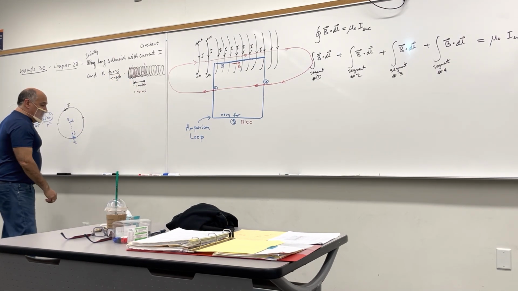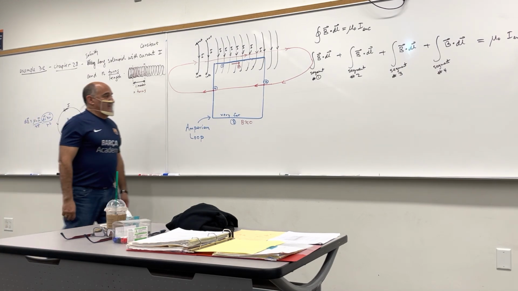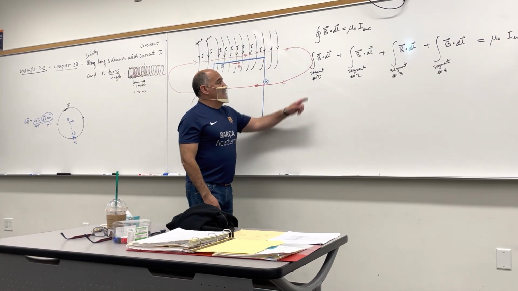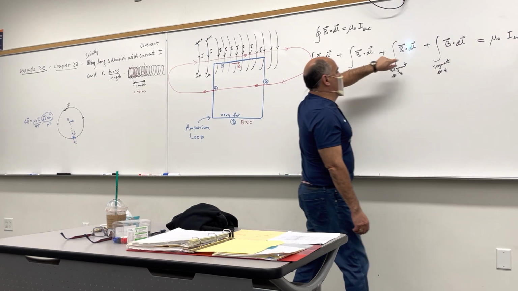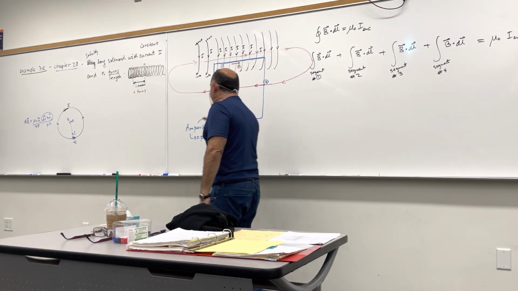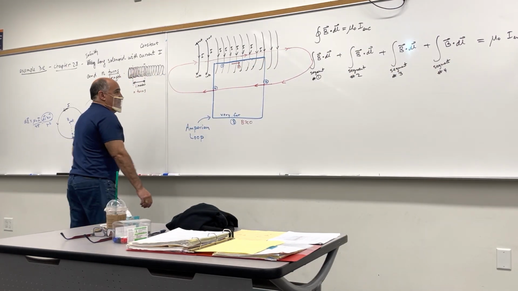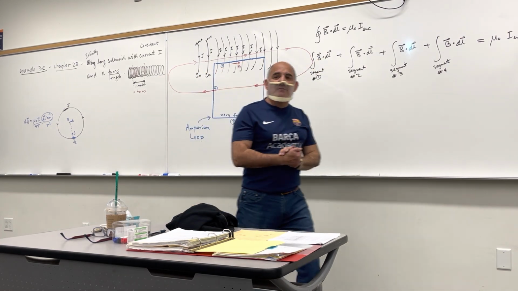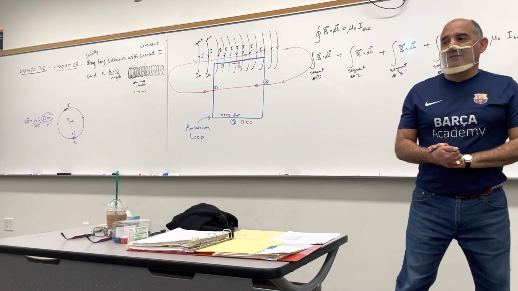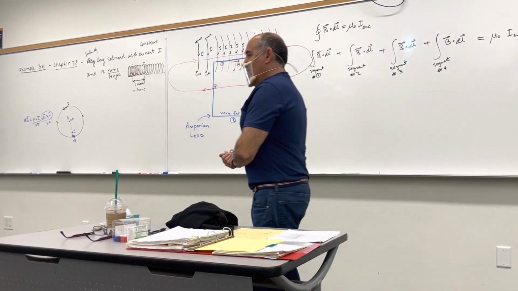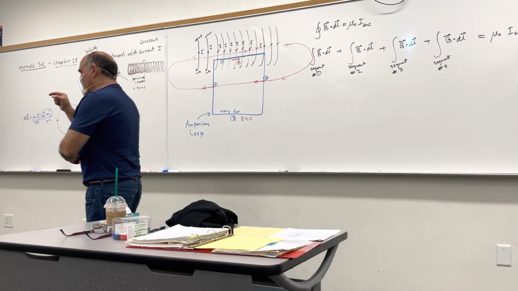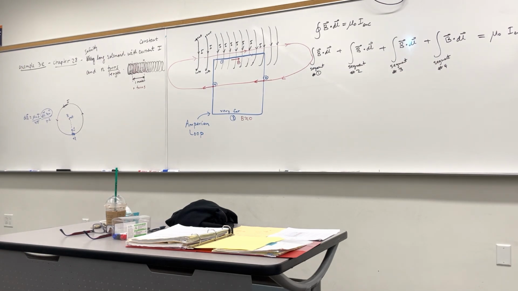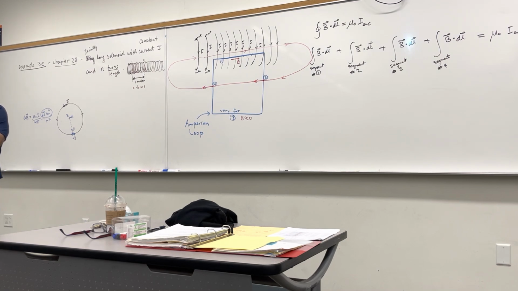Now, so I have the magnetic field over the 4 segments. Let me consider next, what am I missing? The dl. What did we say is the dl? The dl represents what? An infinitesimal length along what? Along the Amperian loop.